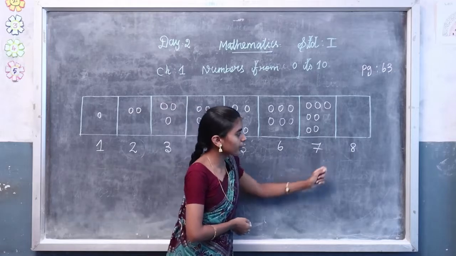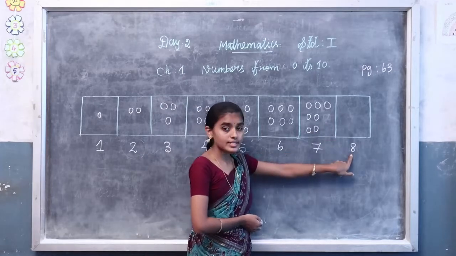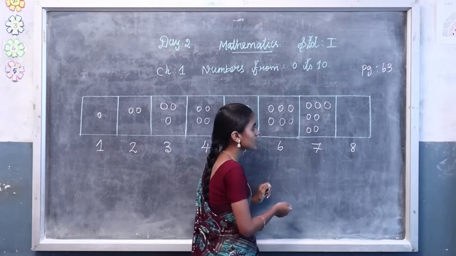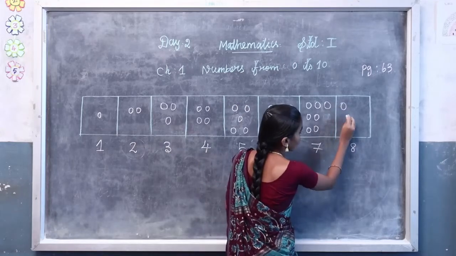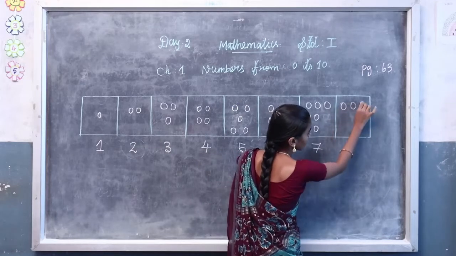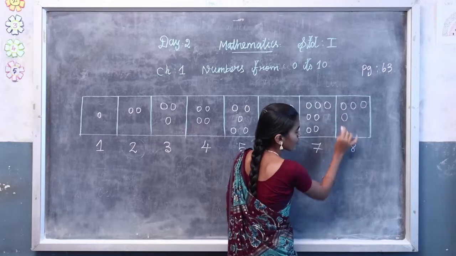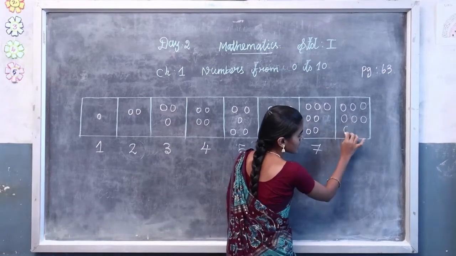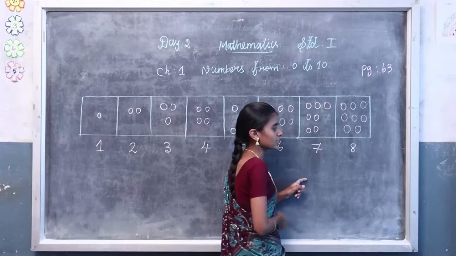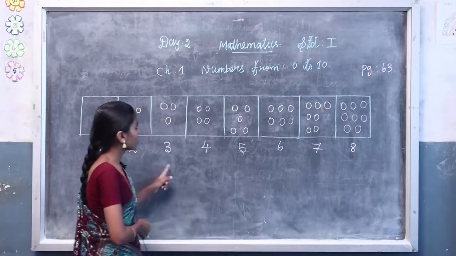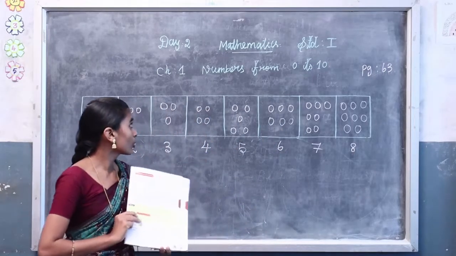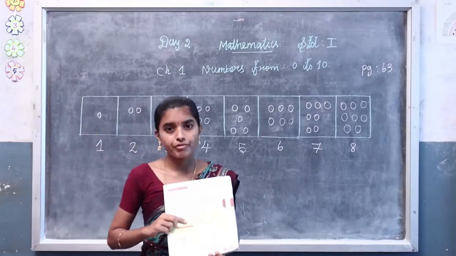Then see the next empty box. There is number 8. So how many balls do we have to draw? 8 balls. So draw the 8 balls. 1, 2, 3, 4, 5, 6, 7 and 8. So we finished the think and answer question. Did you all finish it? Okay. So chapter 1 is finished.